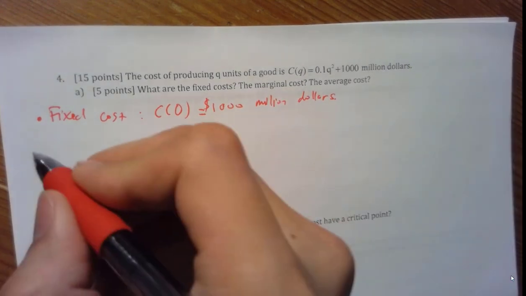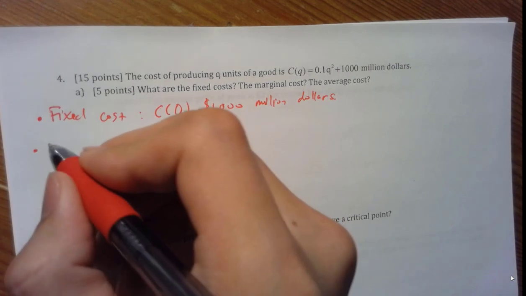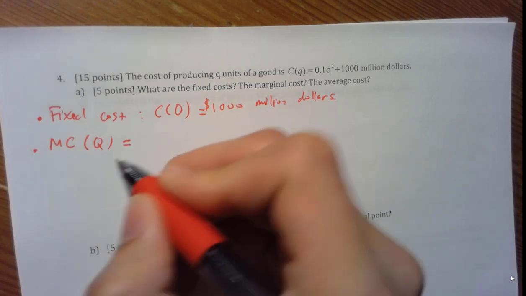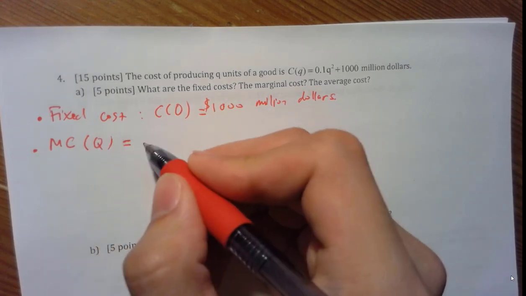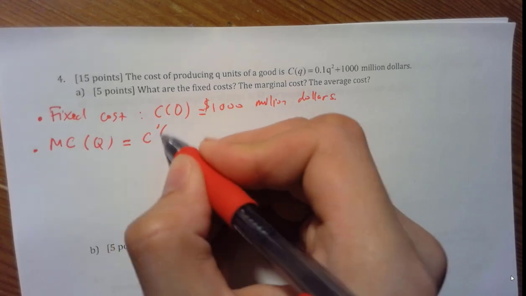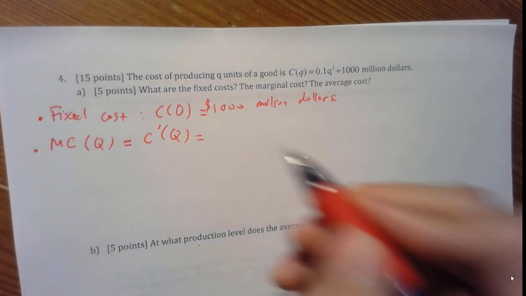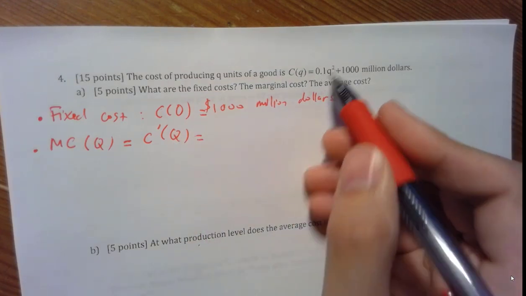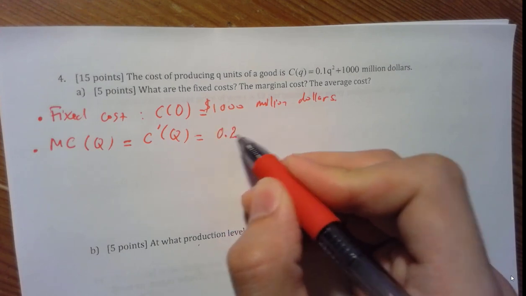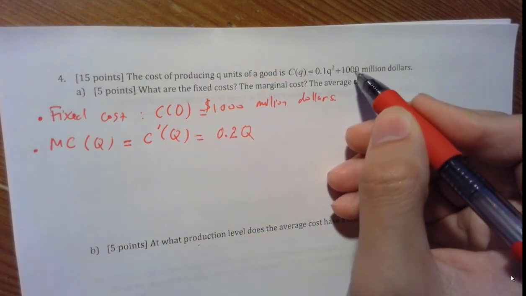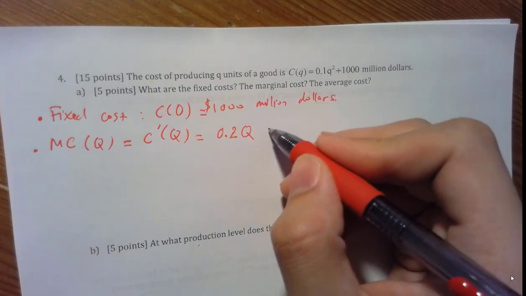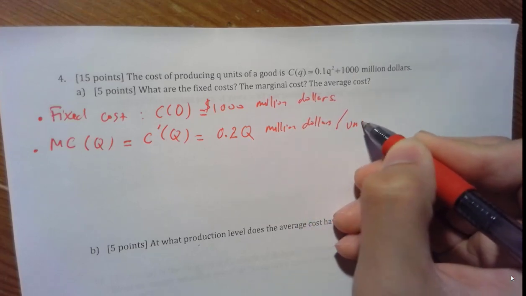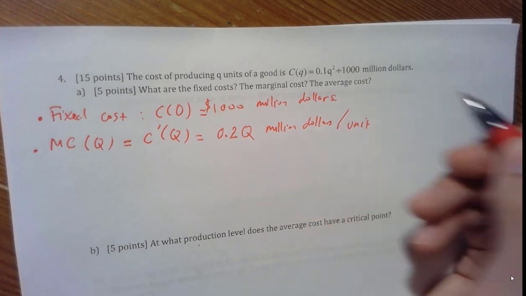The marginal cost is the cost of producing the next level. So the marginal cost MC of Q, we can find by taking the first derivative of the cost function, or C prime of Q. Finding the derivative is easy. In this case, I bring down the 2 by the power rule, 0.1 times 2 is 0.2, and Q. The derivative of 1,000, which is a constant, becomes 0. The unit is millions of dollars per unit, because this is the cost of producing the next unit.